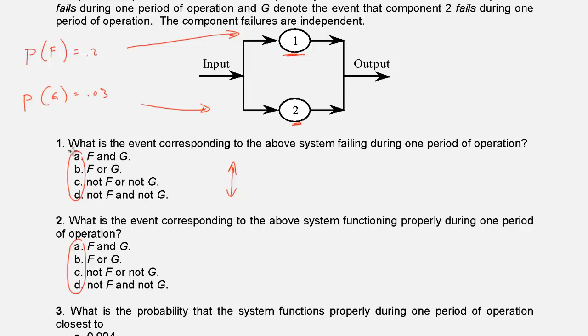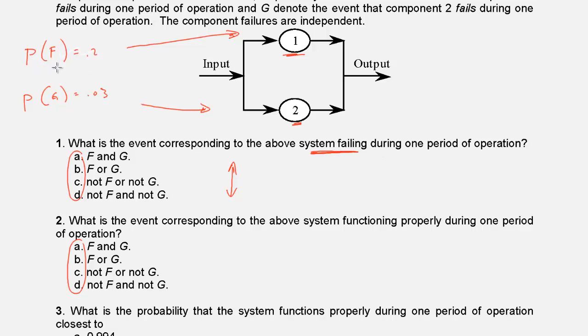Let's have a look at just question number 1 and see how that plays out. It says, what is the event corresponding to the above system failing during one period of operation? Okay, so like I said, if we were to give this the analogy of being like a twin engine airplane where you can fly on just one engine, then system failure would mean that both of them have to fail.